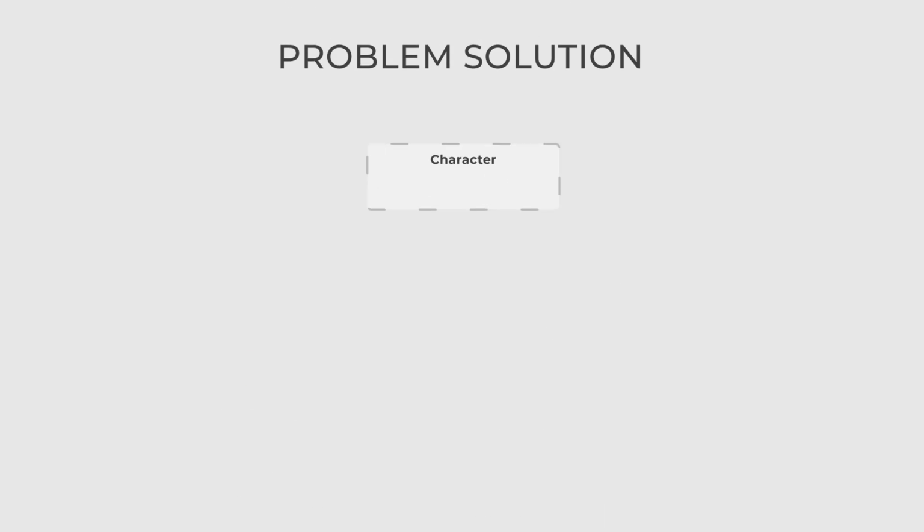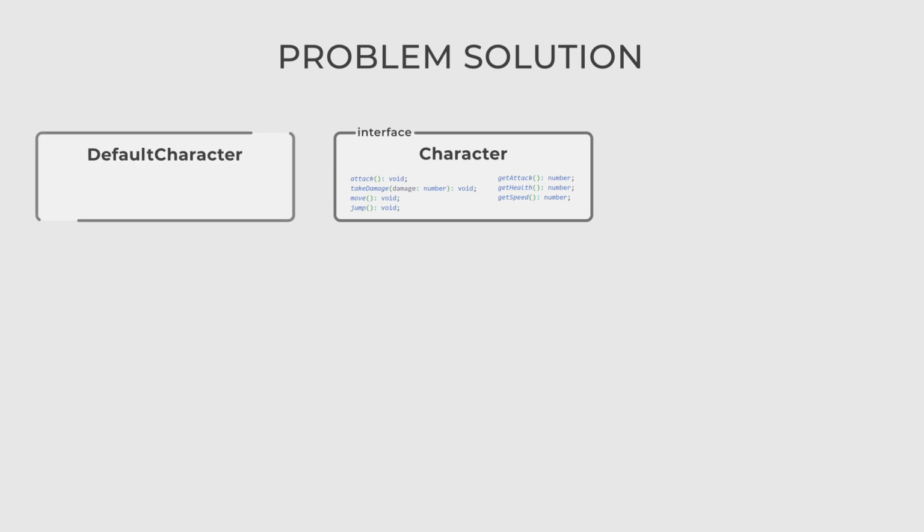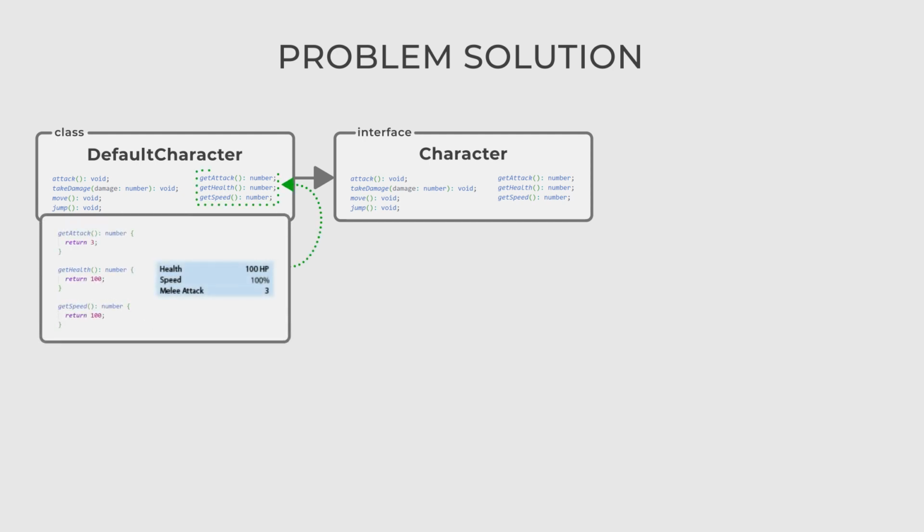Let's create an interface character. This interface has all the necessary methods to control the hero, such as attack, take damage, move, jump, and so on. Next, let's create a default character class that implements the character interface and provides a default hero implementation.